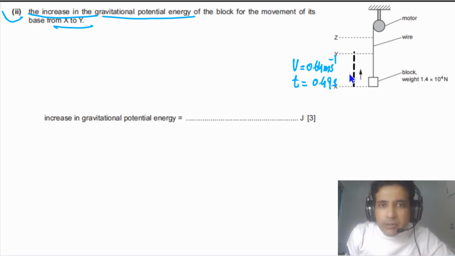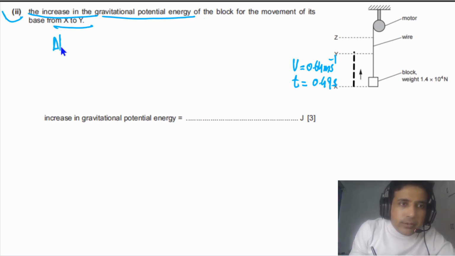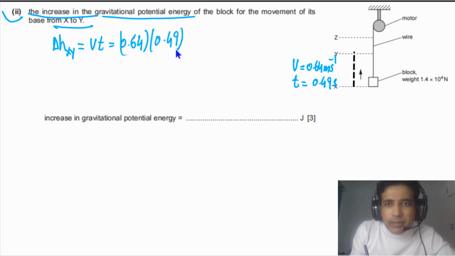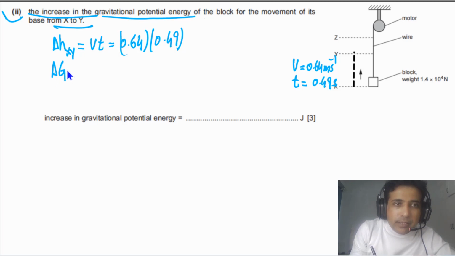So in this case, we can calculate the distance between X and Y. We can simply write down delta H XY is equal to the speed, v times t. So first of all we can calculate the change in height. That will be equal to 0.64 times 0.49. So this is how we can calculate the change in height in this case. But we need to calculate the increase in gravitational potential energy, means delta GPE, the change in gravitational potential energy.